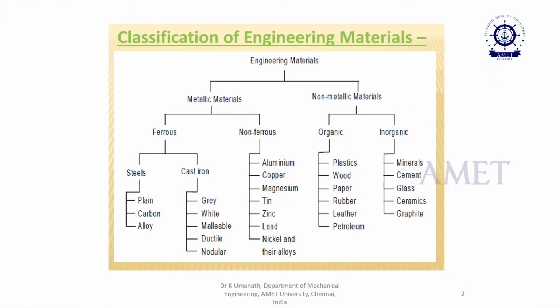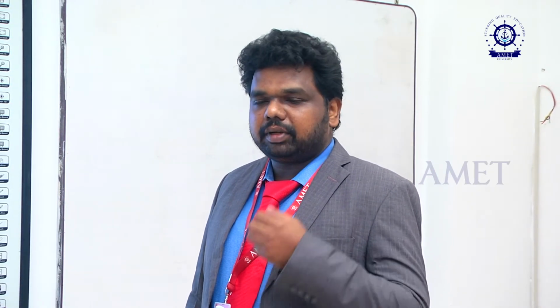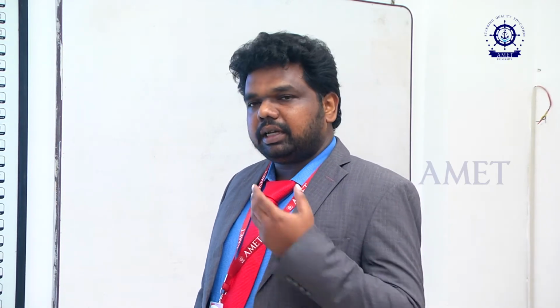See, classification of engineering materials. Normally, engineering materials are of two types: metallic materials and non-metallic materials. Metallic materials should have certain mechanical properties, the important ones being magnetic content and some ferrous content. Some metallic behavior atoms are available in metallic materials, whereas normally in non-metallic materials these things are not available.